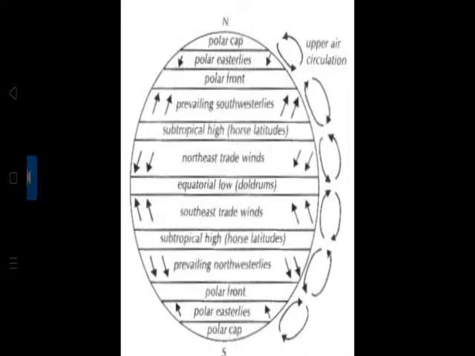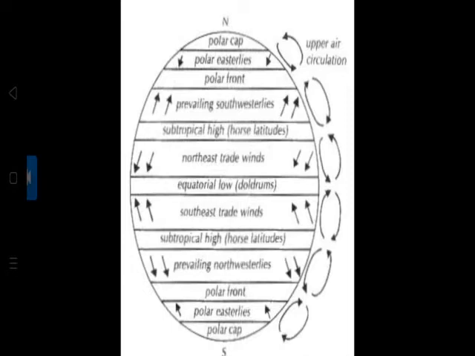If you look at the diagram, students, the equatorial low is exactly in between the doldrums. So you will see the others towards the north and towards the south, they are in pairs. There is a pattern of alternate high and low pressure belts over the earth.